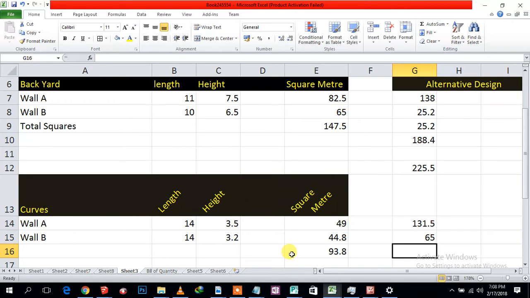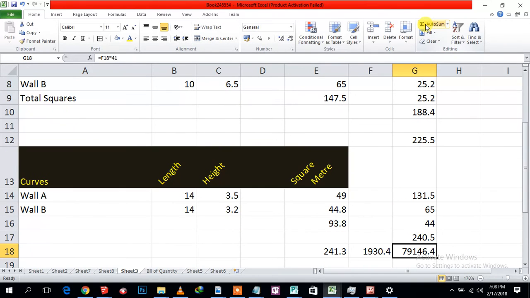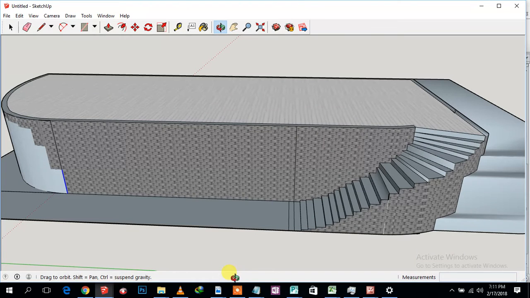It will be 65 plus this 44. Let me just put a sum. So 204. That's why it's adding up to 240 square meters. I don't know if I'm somehow inaccurate, but these are the calculations I'm getting.